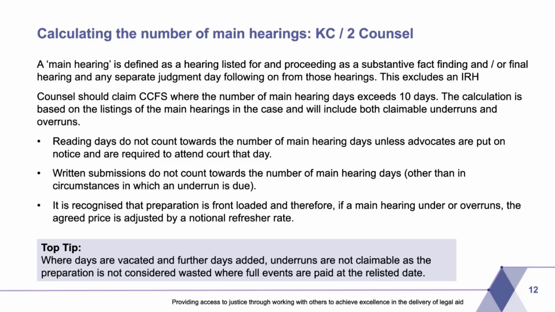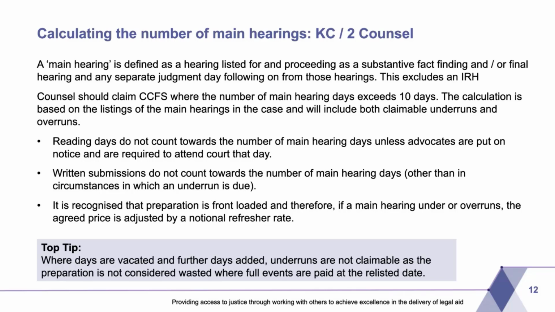So one important consideration is how to calculate the number of main hearings to determine which fee scheme is applicable, and whether or not you are eligible to claim under CCFS, or whether it would be at FGF or FAS, which junior counsel may opt to remain at. A main hearing is defined as a hearing listed for and proceeding as a substantive fact-finding or final hearing, and any separate judgment following on from those hearings, and this does exclude an issues resolution hearing.